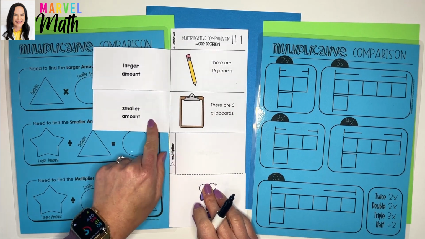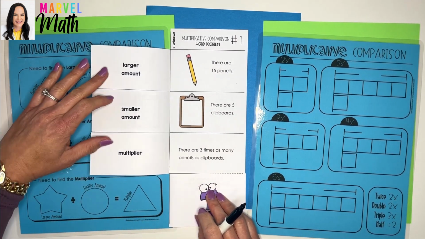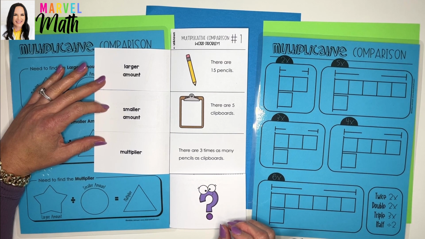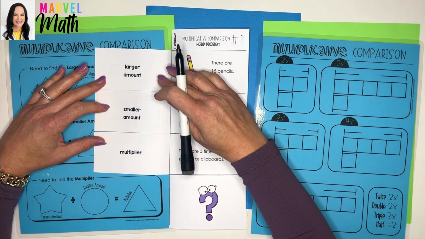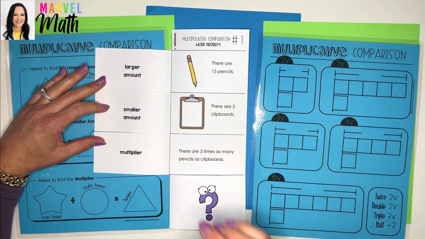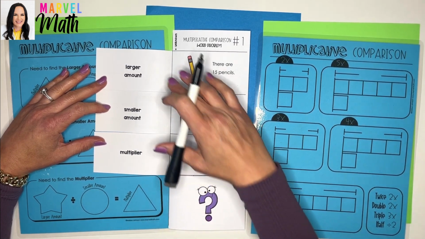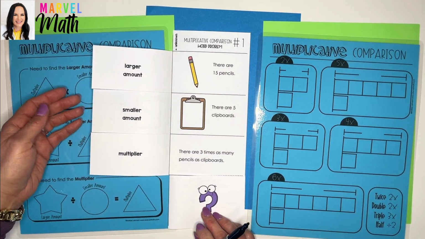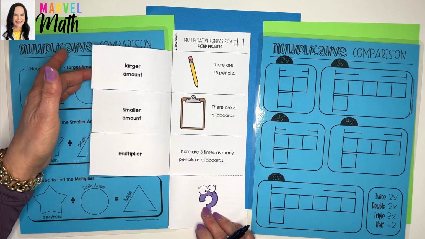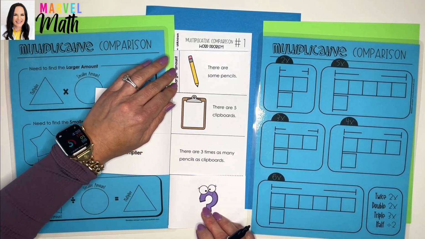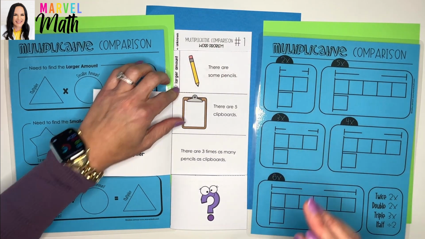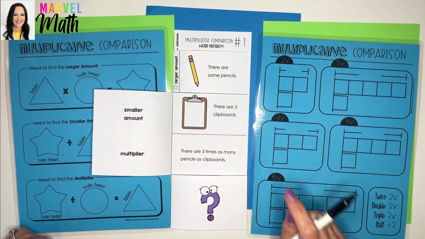If you put the flaps open, you can see the three components that make up a multiplicative comparison word problem. So there's the larger amount, the smaller amount, and the multiplier. So the smaller amount times the multiplier equals the larger amount. So in this first run through, let's go ahead and make the larger amount unknown. So I will turn that flap over, that makes that the unknown in the problem, and we'll read through it together.